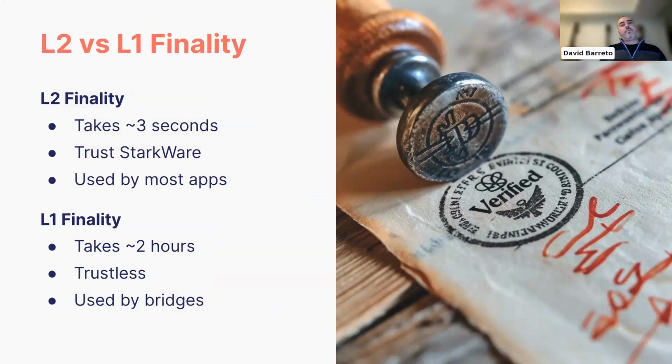because it's very fast. But then layer 1 finality takes longer, and the benefit is that it's completely trustless. You don't have to trust Starkware, you don't have to trust anyone. If the validity proof is verified correctly, it's guaranteed that the action was correct. And it's what's mostly used by bridges. When you want to move assets from layer 2 to layer 1, you have to wait that amount of time. Although there are services that, for a fee, let you withdraw assets much faster if you want to.